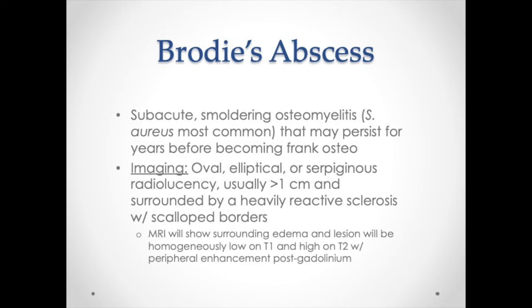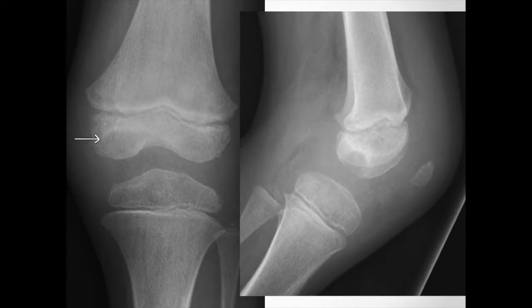MRI will usually show surrounding edema, and the lesion will be homogeneous but low signal intensity on T1, bright on T2, with peripheral enhancement post-gadolinium because it's not live cells, it's just an abscess. These tend to be seen in children or young adults, and they can be epiphyseal or metaphyseal most commonly. Here's an X-ray example of an epiphyseal lesion in a young child. You can see this lytic lesion with a thin rim of sclerotic surrounding bone on both the AP and lateral view.